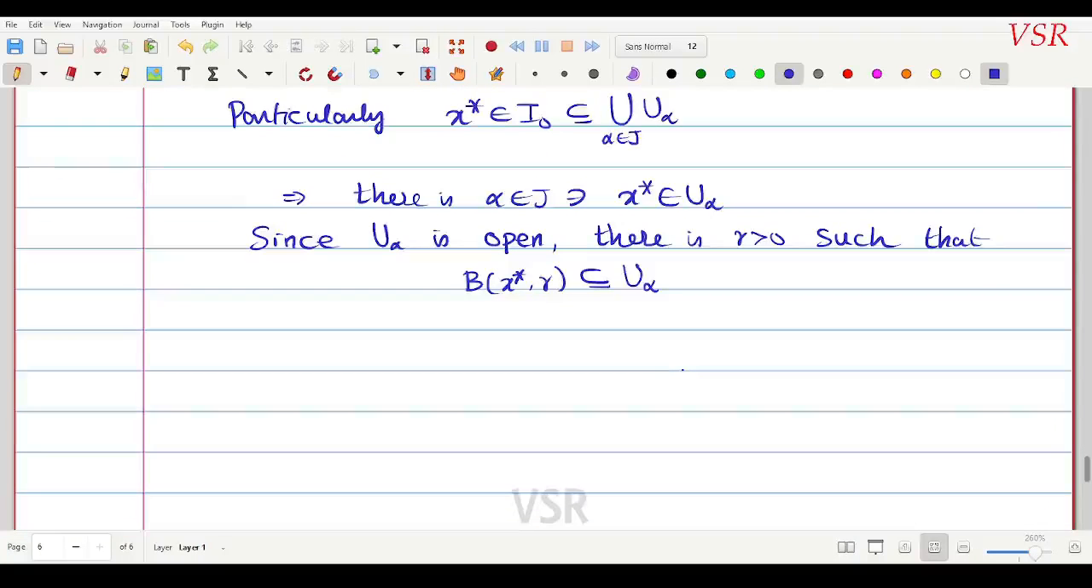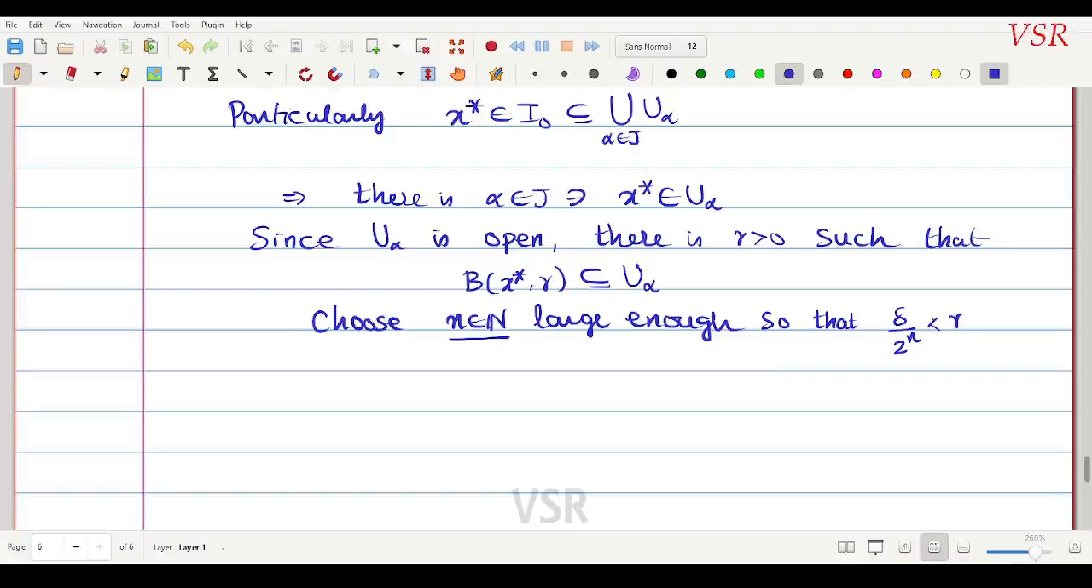Now what are we going to do? Choose n belonging to the natural numbers large enough so that delta divided by 2 to the power n is less than r. I am saying find such an n; this n must satisfy this condition. First, will such an n exist? Yes, always.